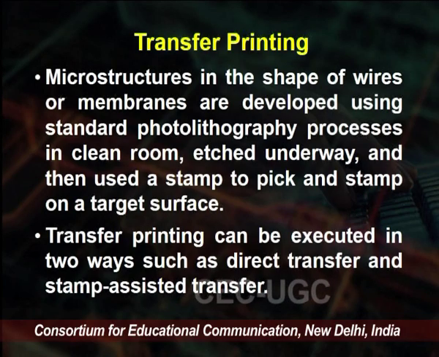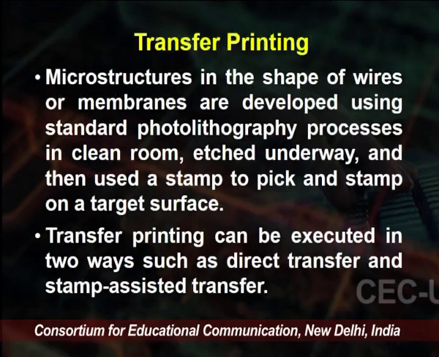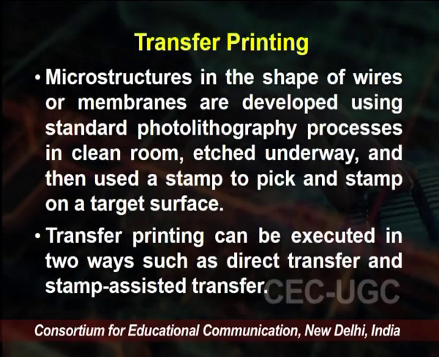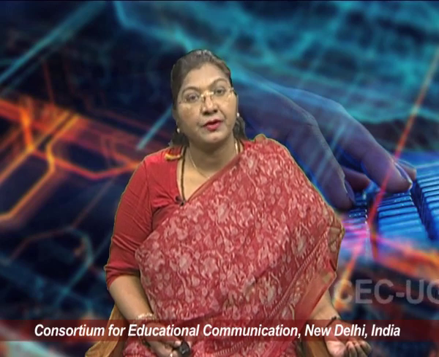First the stamp is prepared in the clean room by the etched underneath method, so that it can be used again and again. Transfer imprinting can be executed in two ways: direct transfer or stamp assisted transfer. In the direct transfer, an adhesive coating is applied on the receiving surface and the donor wafer is directly contacted with it. After releasing, the structures are transferred to the target surface in a flipped orientation.